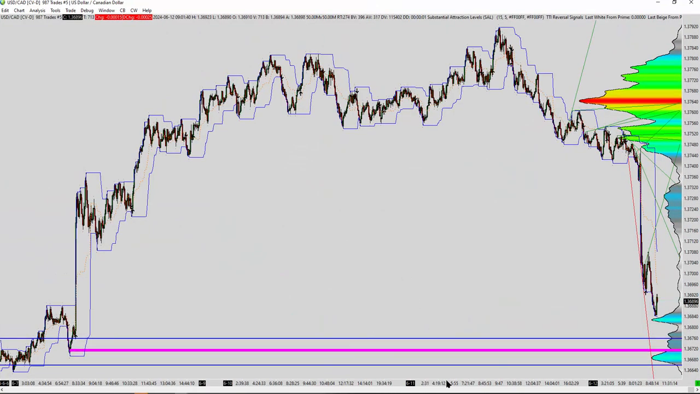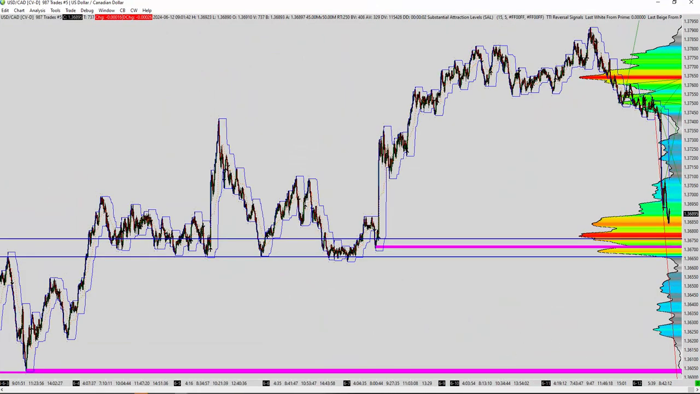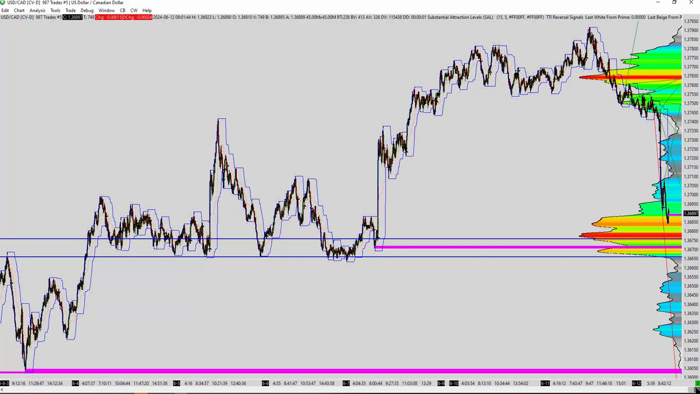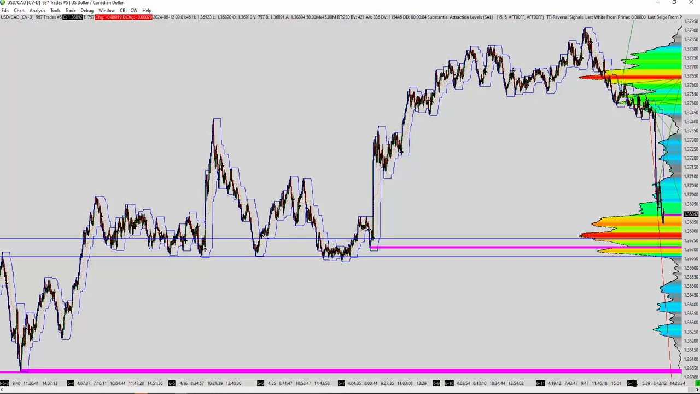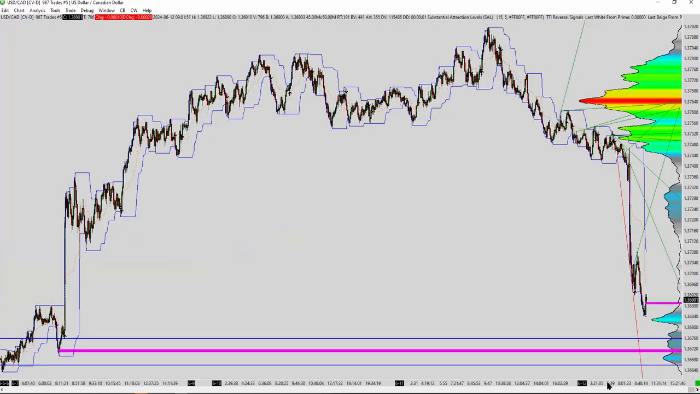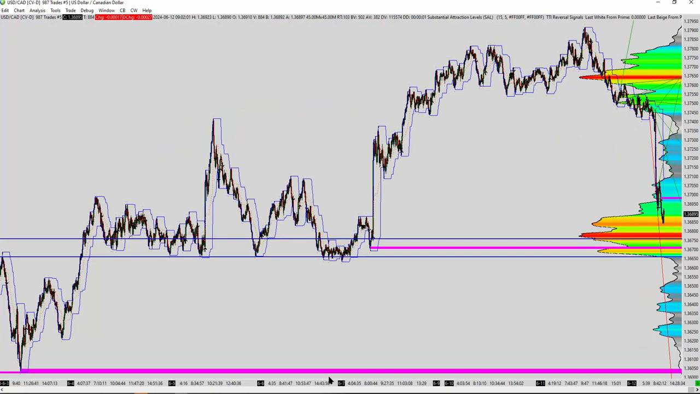Final confirmation will include confirming with other indicators that we have, such as the power lines, which are part of the training, part of the indicators that members receive. These are the power lines. For example, the green ones indicate resistance. The red ones, once you see them, indicate support. And now we wait.